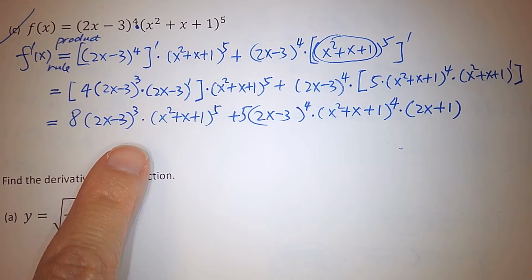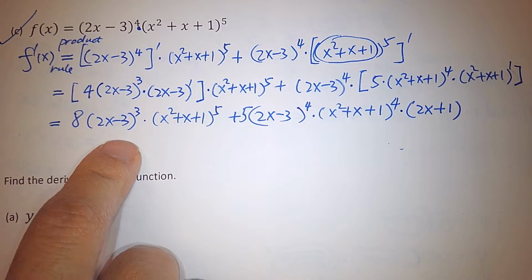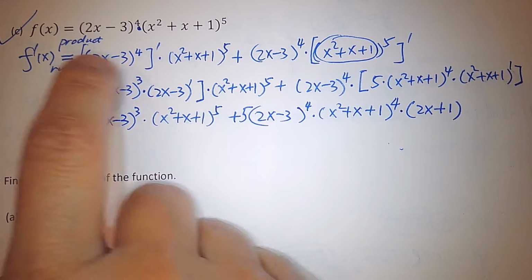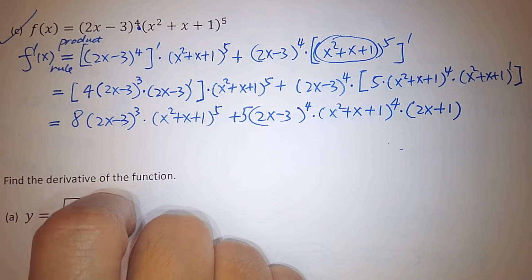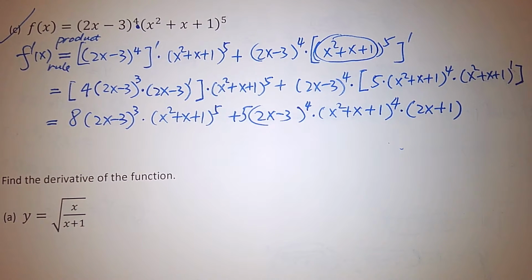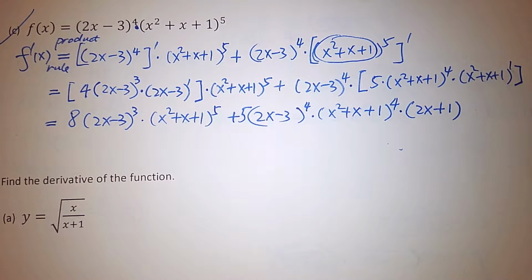Everybody? So this one is not easy. It combines what? Product rule, power rule, and chain rule. A lot. Okay, so you have to use the product rule first and multiply it, and then simplify it.